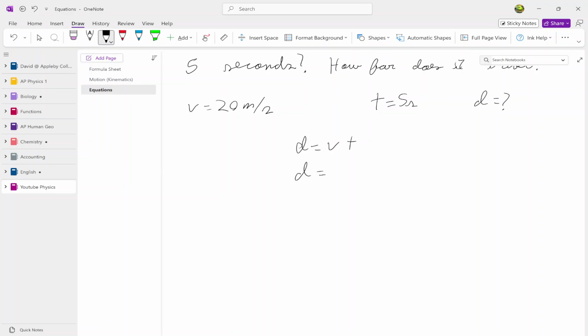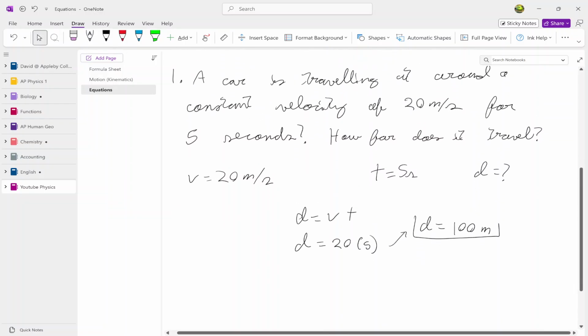So let's just plug in the variables we know: 20 and 5. Therefore, the distance traveled would be 20 times 5, which is 100. Remember SI units? Meters. Perfect. There you go. So the displacement would be, right?